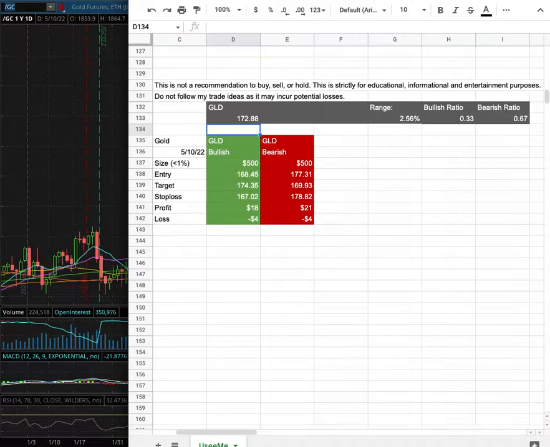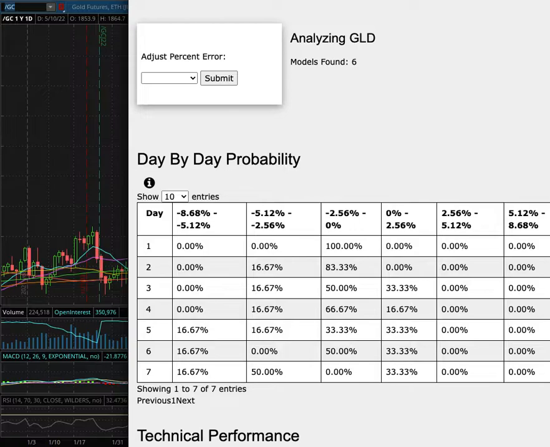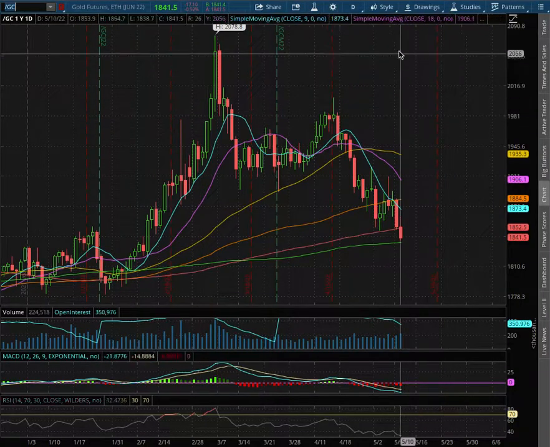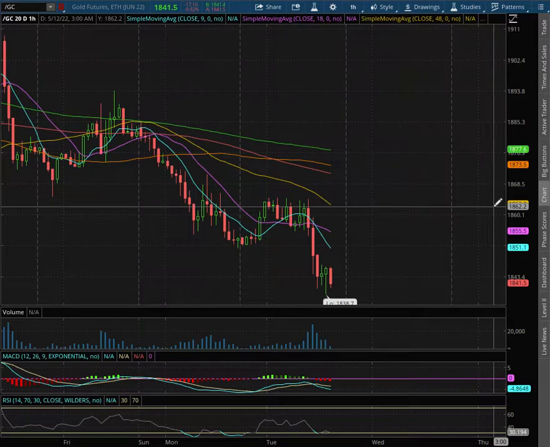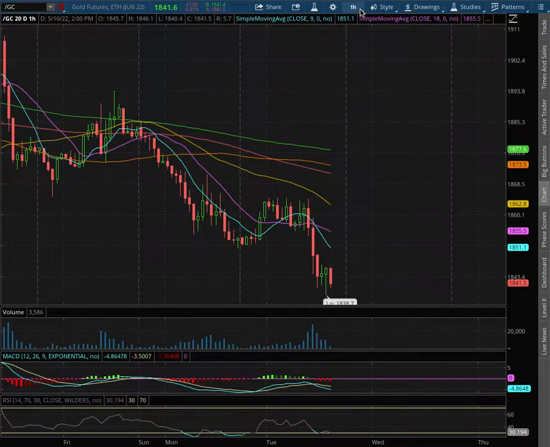Gold futures. In this video we'll be going over my trade idea of the week and the day-by-day probability model. So let's start off with the technical analysis on the 1 hour chart. We are in negative MACD. We're slightly off of oversold levels with the RSI.